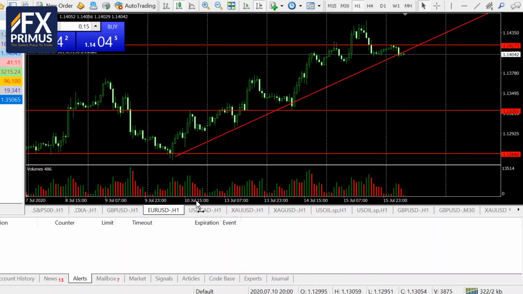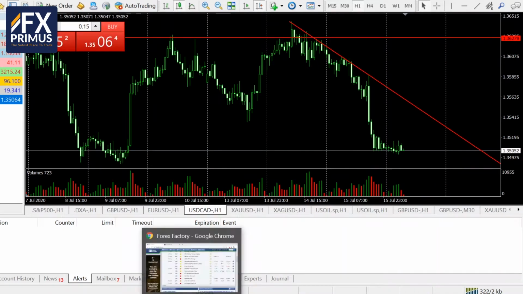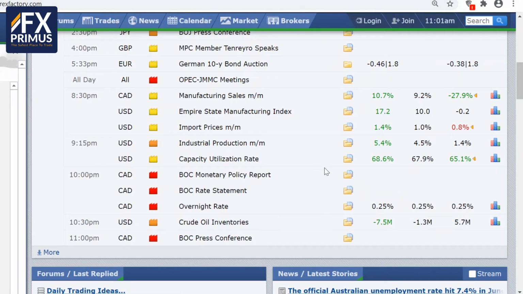Okay, so again, the Canadian dollar, we were talking about it just now. For the Canadian dollar, there were two major news items coming up. Number one was the 10 p.m. Bank of Canada monetary policy report, and also at 10:30 p.m. we had the crude oil inventories data.